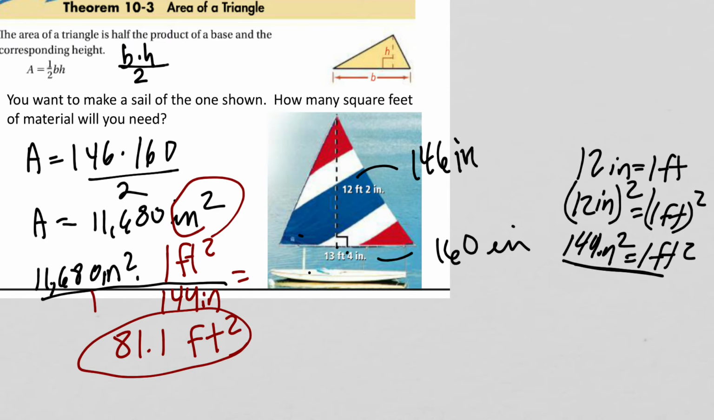We need to change this to feet squared. So I know many of you think that you should divide by 12, but the correct answer is that you should divide by 144. So if you look over here to the right side, 12 inches is 1 foot, but I want to make it into feet squared. So that means I also have to square the 12 inches, which makes it 144. So you need to divide that by 144 inches squared. Those cancel out, and you get 81.1 feet squared.